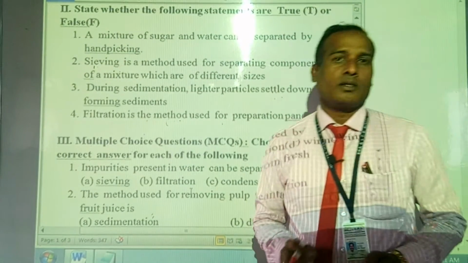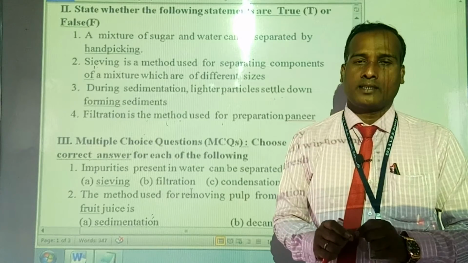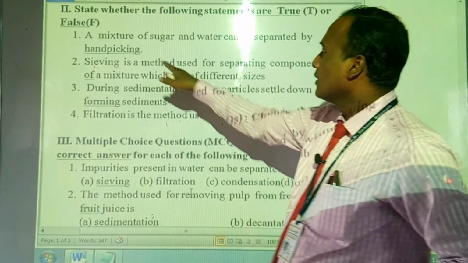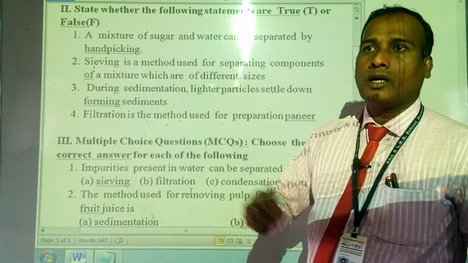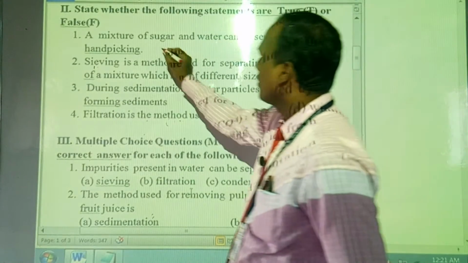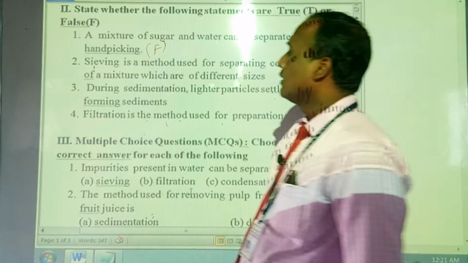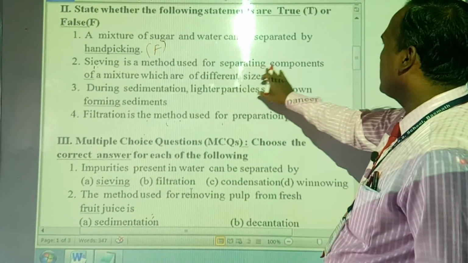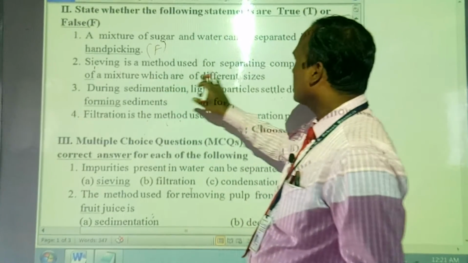हमें hand picking कब करते हैं? जब the different sizes आते हैं, yes, and it should be solid substances, yes. But a mixture of sugar and water is a liquid, we cannot do it, so it is false, ठीक है. Second question, sieving is a method used for separating components of a mixture which are of different sizes.